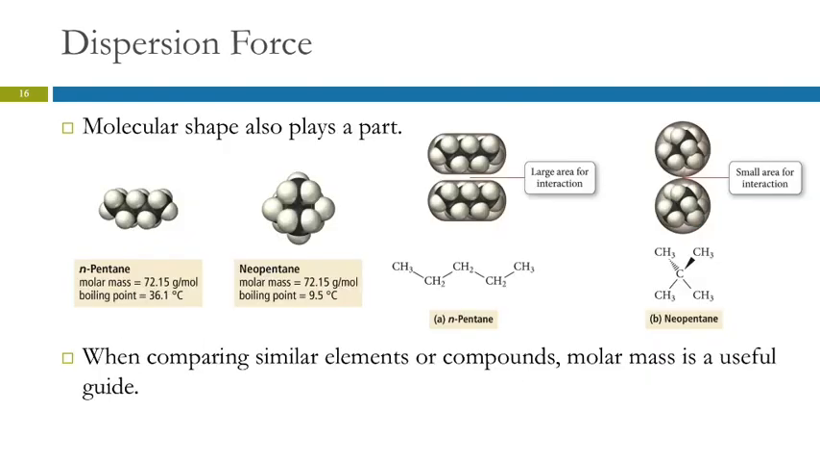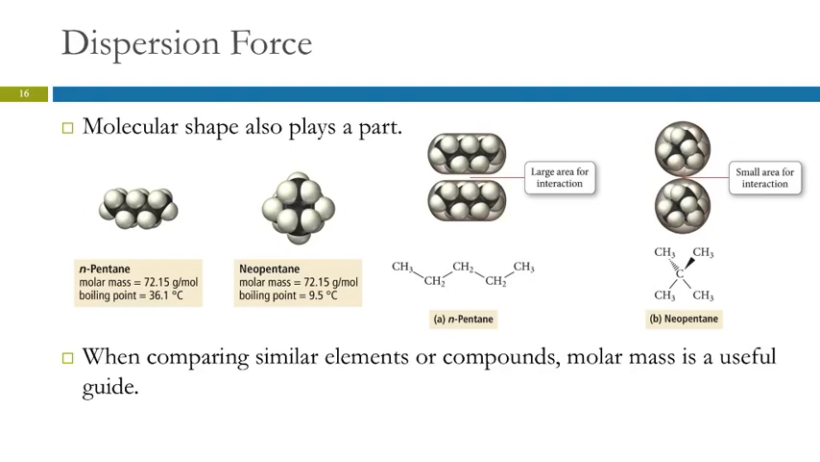The shape of a molecule also plays a part in the strength of dispersion forces. Here we have n-pentane and neopentane. These two molecules have exactly the same molar mass because they have the same number of carbon and hydrogen atoms. They're just connected differently. Neopentane has more of a ball shape, and n-pentane is more linear.